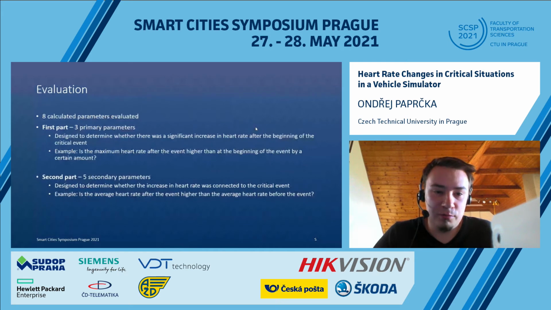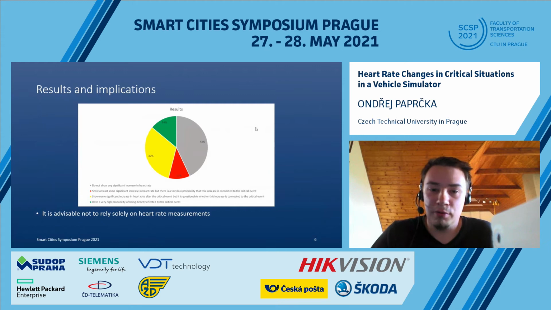For the evaluation, we used 8 calculated parameters. The first 3 primary parameters were the first part parameters, and they were designed to determine whether there was a significant increase in heart rate after the beginning of the critical event. So basically to show us if there was any significant increase at all. And the second part parameters were 5 secondary parameters, and they were designed to determine whether the increase in heart rate was connected to the critical event itself, or if it was brought on by some other things.